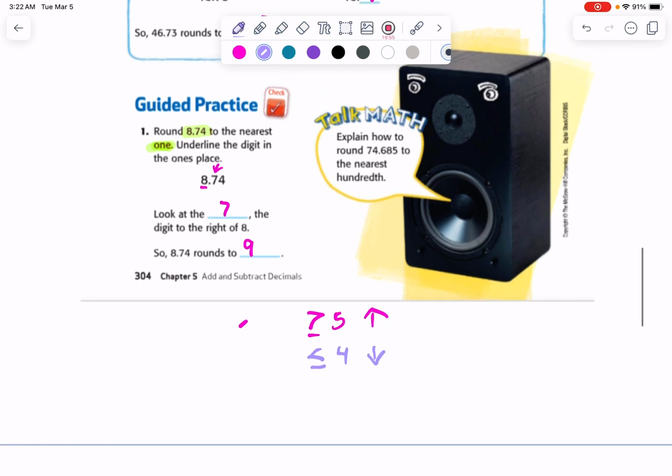All right. What is this right here? Explain how to round 74.685 to the nearest 100. So if you write that on a whiteboard and come see me, I'll give you some hawk feathers for that.